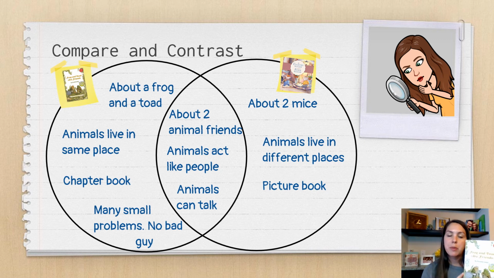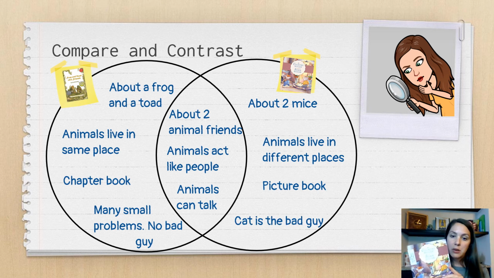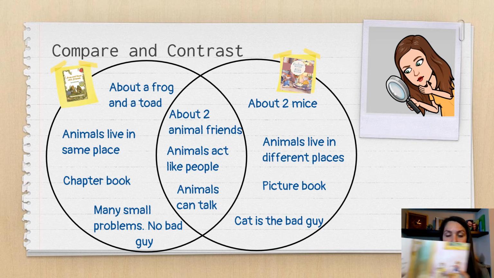Because Frog and Toad is a chapter book, there are many smaller problems throughout the book, and there's no one bad guy. In A Country Mouse and a Town Mouse, there's one bad guy, and it is a cat that is trying to get those mice.